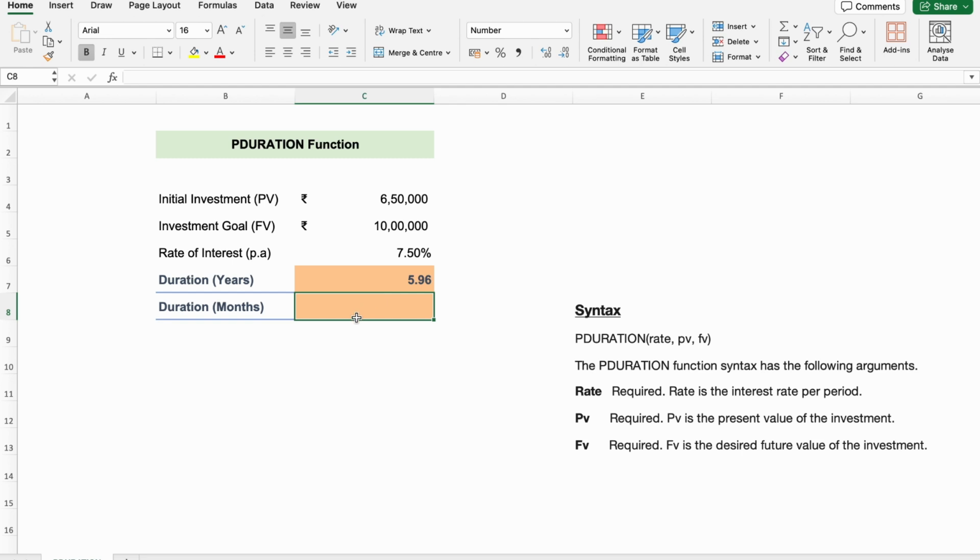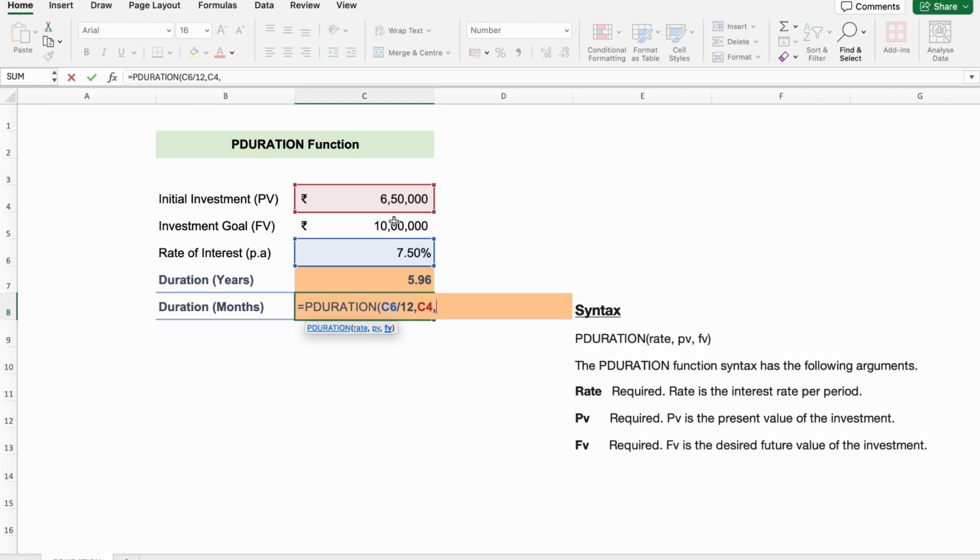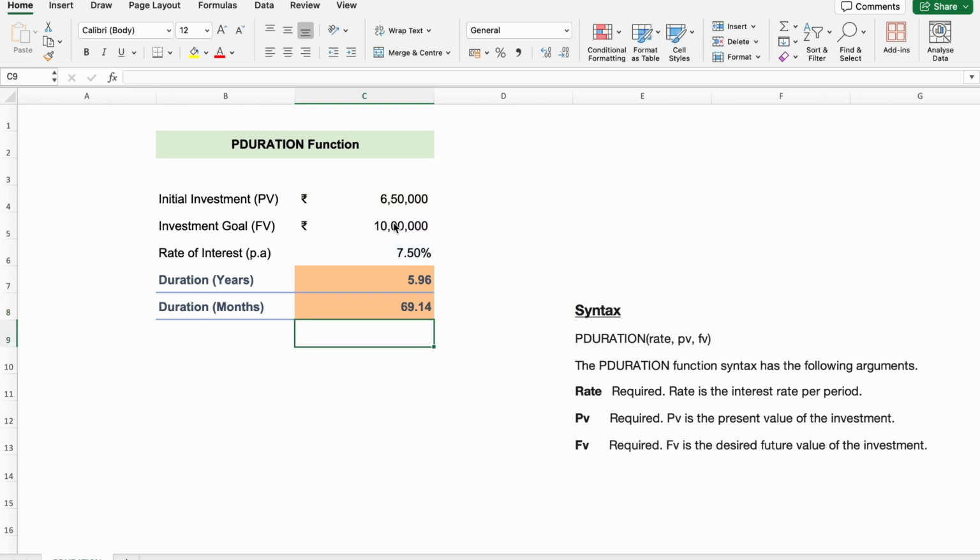I'm going to use the PDURATION function again. Here our rate of interest is 7.5% per annum, but instead of compounded annually, it is compounded monthly. So I'm going to select this cell C6. Now I'm going to divide it by 12, because here compounding is taking place monthly. Now, comma, then we have to select the present value, comma. Now I'm going to select the future value, that is cell C5. Now I'm going to press enter. So it will take around 69.14 months for his investment to reach 10 lakh rupees if it is compounding monthly.